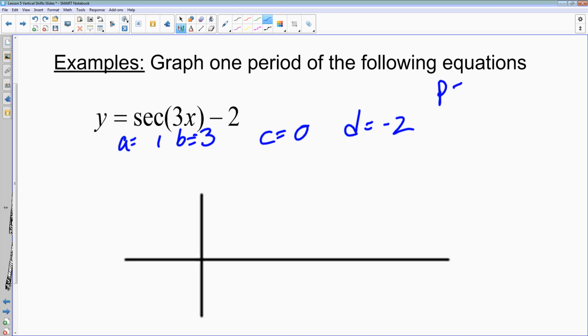A period for this, let's see, secant is normally 2 pi. We're going to divide it by b, so it's going to be 2 pi over 3. So 2 pi over 3 goes here. Half of 2 pi over 3 is pi over 3. Half of pi over 3 is pi over 6, which means this one would be 3 pi over 6, also known as pi over 2.